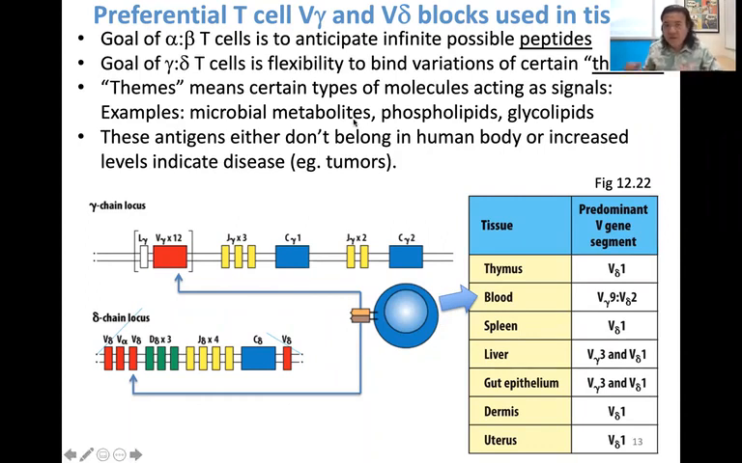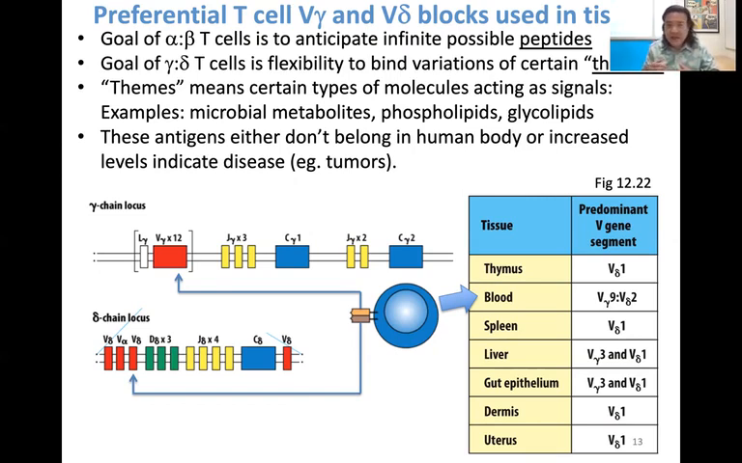For example, there are different metabolites of microbes. So if you do have an infection going on, there are many generic types of compounds, molecules that are made by microbes as part of their metabolism that over evolution we see again and again and again. So therefore, gamma delta T cell receptors might be the right shape to bind to those. Certain types of phospholipids that are on the surfaces of cells that are kind of weird looking, gamma delta T cells can bind those. Certain types of glycolipids as well.